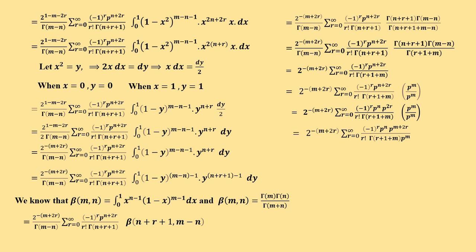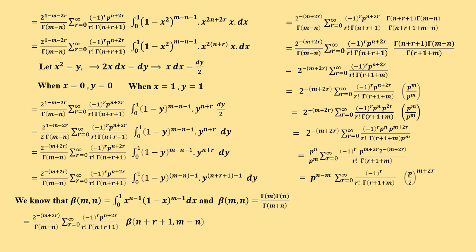Which is equal to 2^(-m+2r), summation r equal to 0 to infinity (-1)^r p^n. So we are grouping p^(2r) and p^m, that is p^(m+2r), divided by r! Γ(r+1+m) into p^m, which is equal to p^n by p^m. We are taking that p^n in the numerator and p^m in the denominator into summation r equal to 0 to infinity (-1)^r p^(m+2r) into 2^(-m+2r) by r! Γ(r+1+m), which is equal to p^(n-m), right?